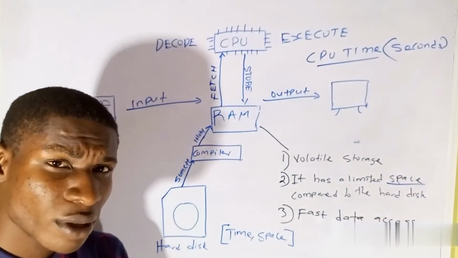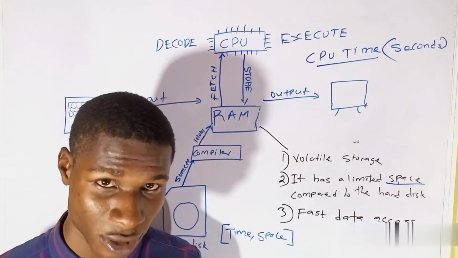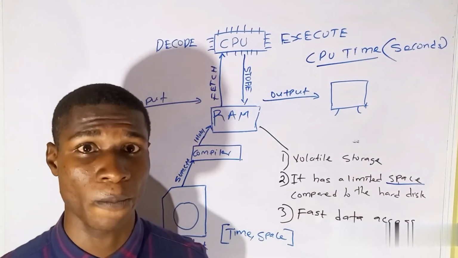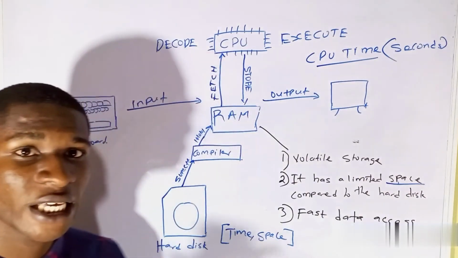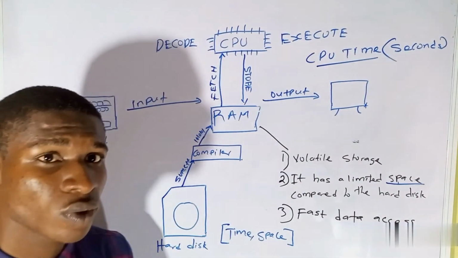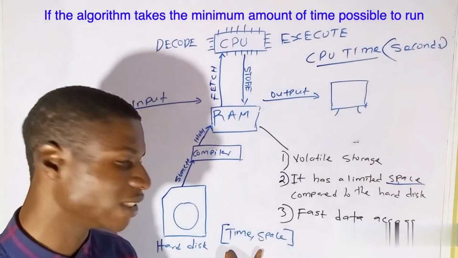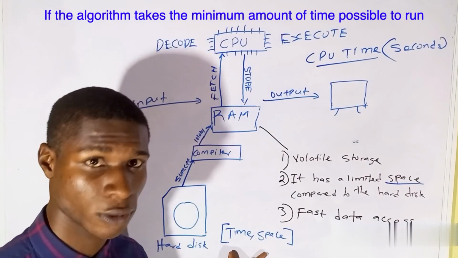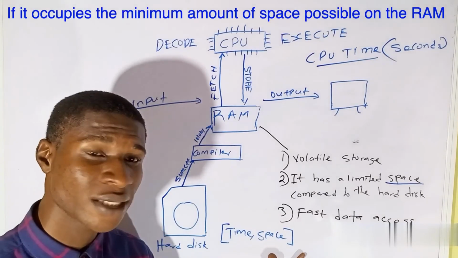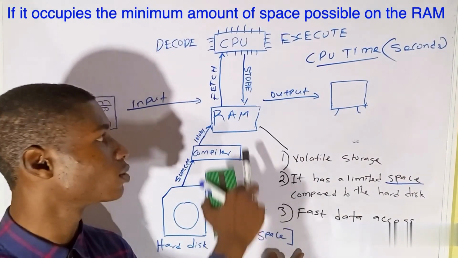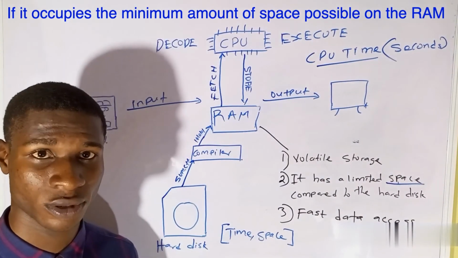So remember the first question: what makes your algorithm efficient? What is the meaning of an efficient algorithm? What makes your algorithm efficient is if the algorithm takes the minimum amount of time possible to run by the CPU and it occupies the minimum amount of space on the RAM. So that's what makes your algorithm efficient.